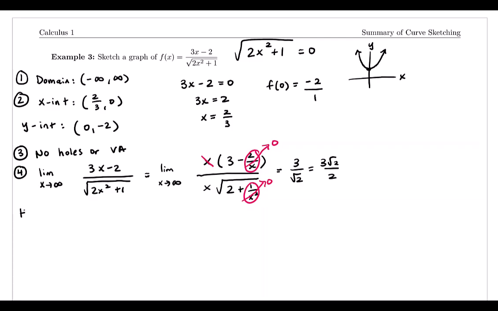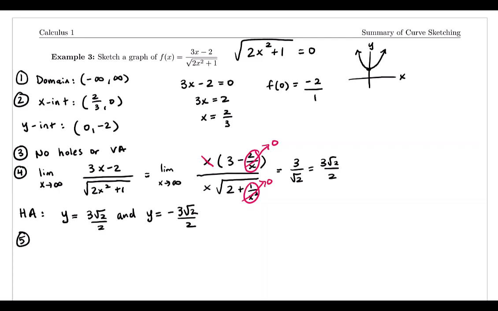So if I am talking about the horizontal asymptotes, there are 2. It's y equals 3 root 2 over 2 and y equals negative 3 root 2 over 2. So those are our 2 horizontal asymptotes. Let's move on to our next numbered item on our list.